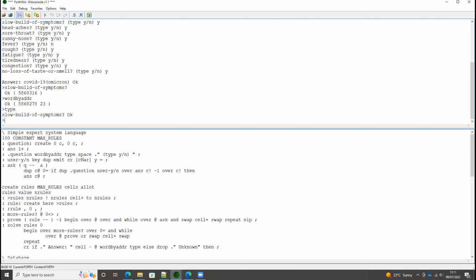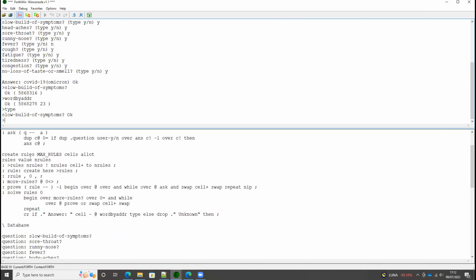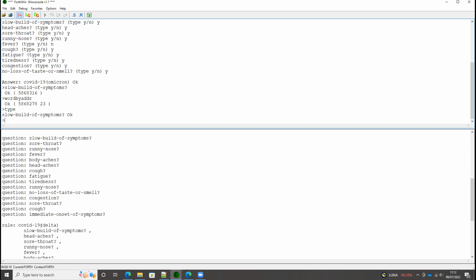This is just to interact with the user, asking them yes or no questions and updating the database. And after that, we get to the idea of rules. So again, you can see here a similar thing. I'm creating a data type called rule. A rule contains questions. Okay, so COVID-19 Delta is a rule. It contains questions, which are defined above.